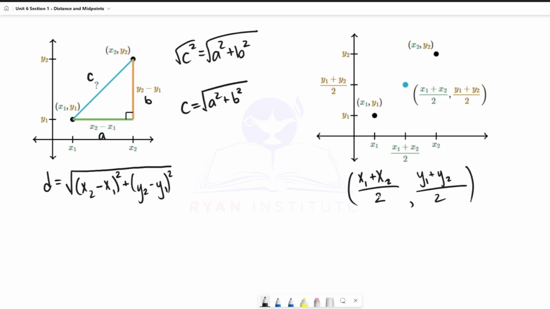Or you can say that because you're multiplying it by 1/2, you're finding that halfway point for both x and y, and that will be that coordinate point. And we're done.